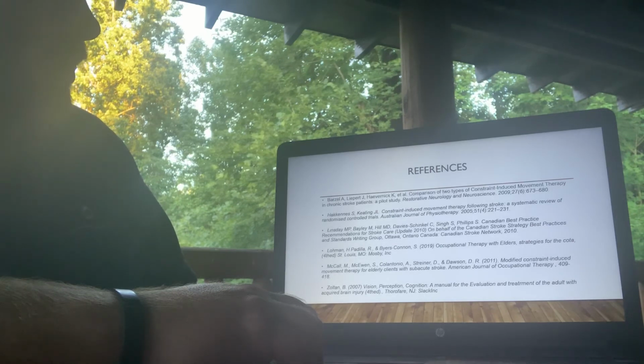Here is my reference page, citing 3 of the 10 articles that we had, and also the use of 2 textbooks, looking up the articles there for constraint therapy.